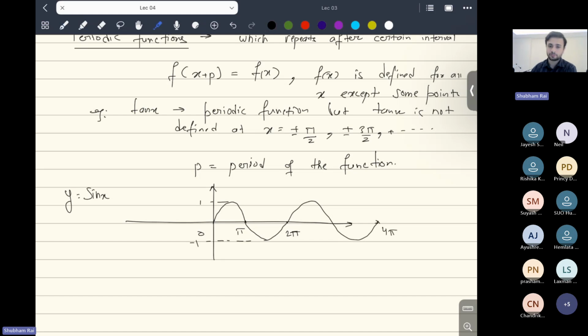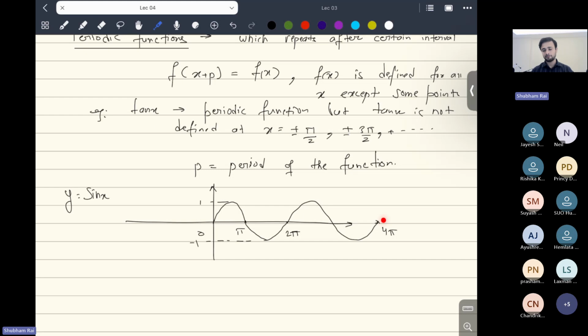So if 2 pi is the period of the function, multiples of the period like 4 pi will also be a period, because it is going to repeat after every 4 pi as well. It is going to repeat after every 8 pi as well. Because in 4 pi there are 2 times 2 pi, in 8 pi there are 4 times 2 pi. It means 0 to 4 pi will look the same as 4 pi to 8 pi. Similarly, 0 to 8 pi will look the same as 8 pi to 16 pi.